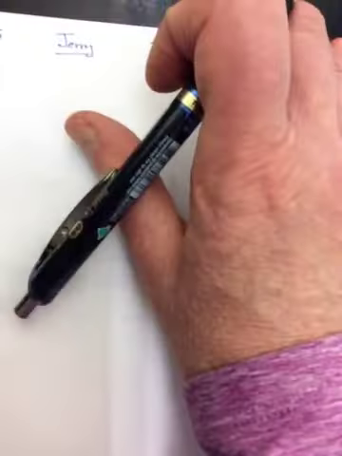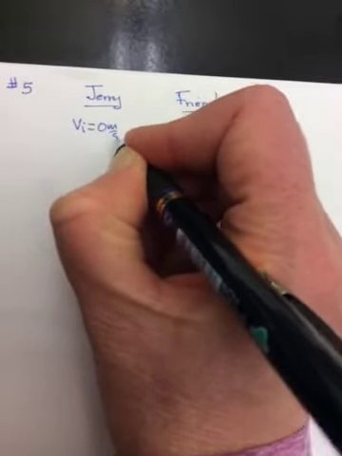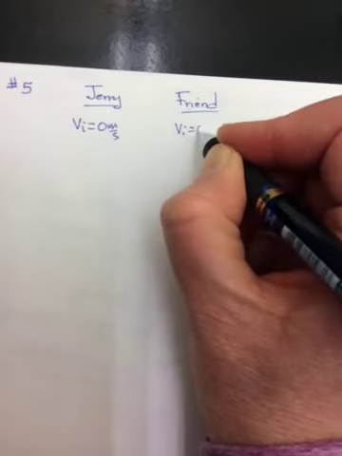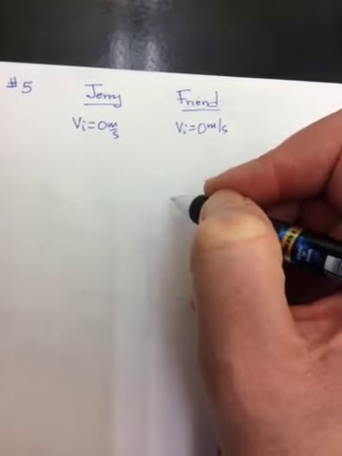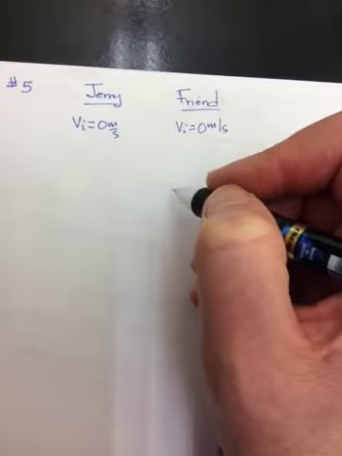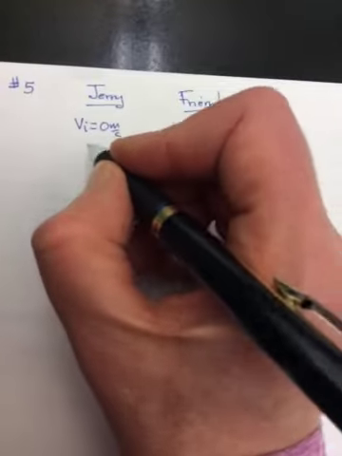Number 5 is actually very similar. And number 5, it's Jerry Seinfeld and one of his old high school friends, and they're racing. So that means V I for both of them equals 0, because usually in a race, you start from rest, or you're supposed to. Jerry leaves 0.5 seconds before the other guy, so their times are not going to be the same.